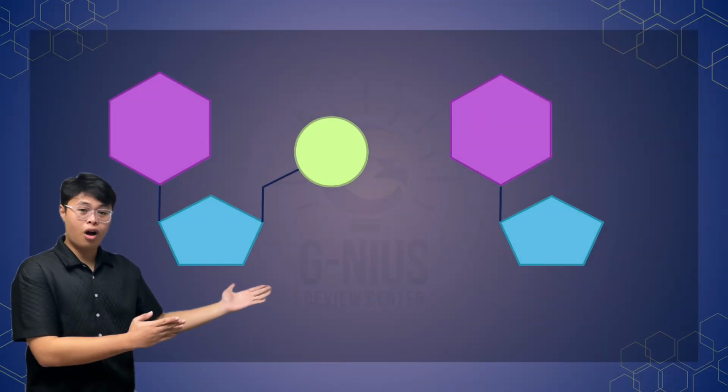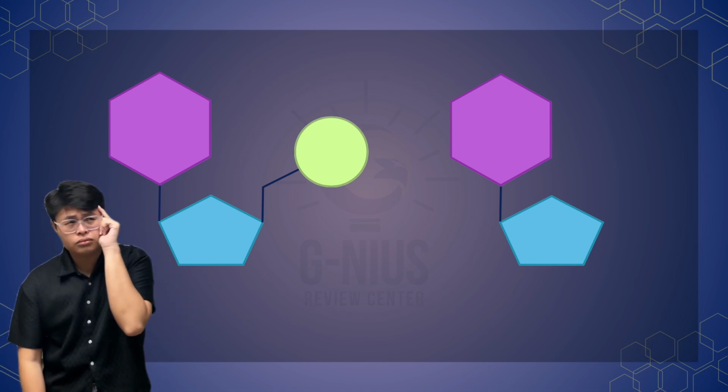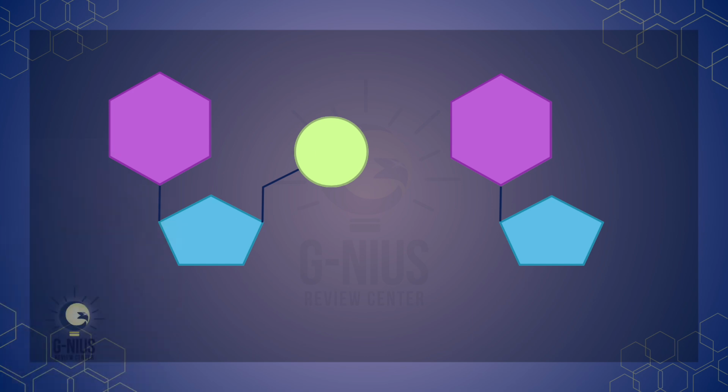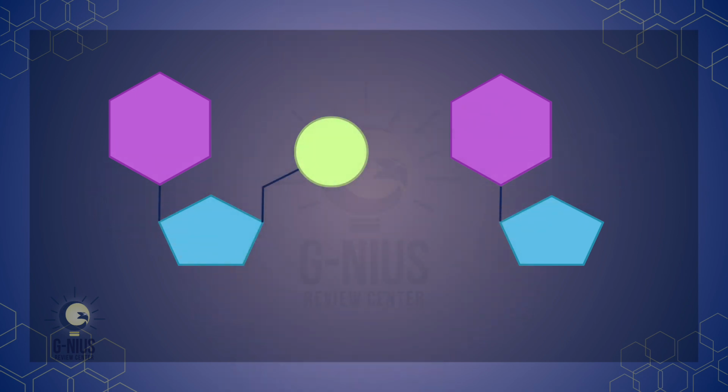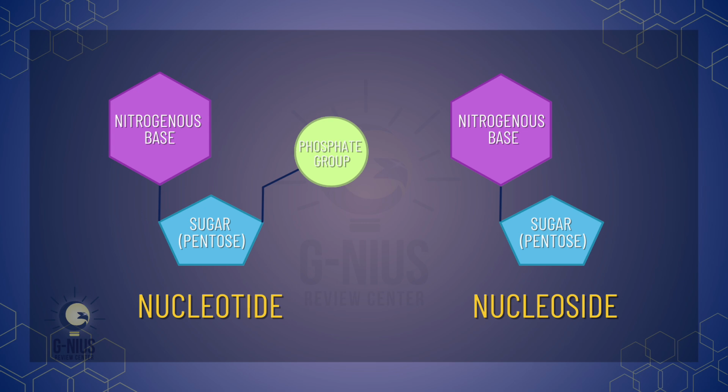Look at these two molecules. Can you spot the difference? Here's a hint. One of them is more complete. The answer? The one with the phosphate group is called a nucleotide. The other is a nucleoside.